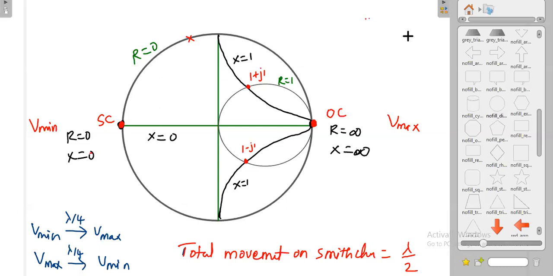This is the transmission line, sir. I am somewhere on the transmission line here. I have some impedance, and that impedance I have denoted here. What I am going to do is move lambda by 2 distance. Now what will my impedance be, the same or opposite? First, I am on a random point on the transmission line. Then I move lambda by 2 distance. Will my impedance change or not?